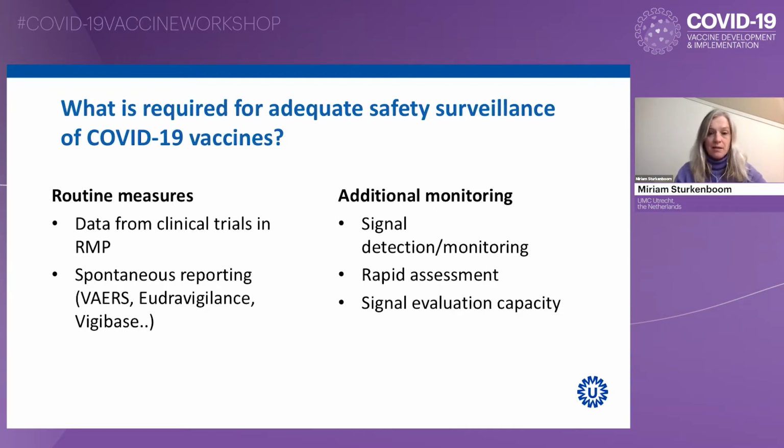On the right-hand side, we see additional monitoring opportunities, and these are actually being put in place for COVID-19. And that is to do active surveillance for signal detection, to do a rapid assessment and to have signal evaluation capacity. So today we will look at all of these in more detail.